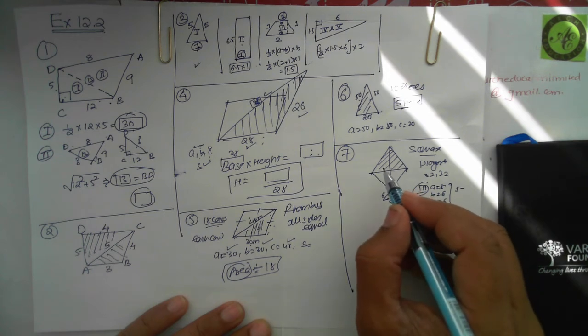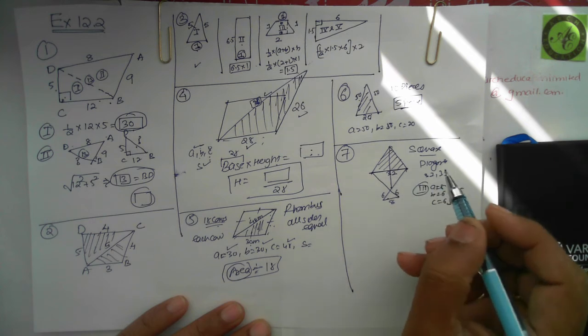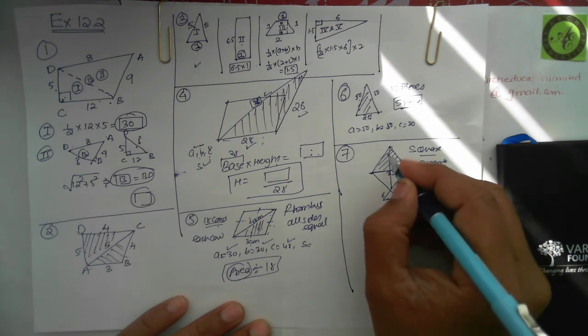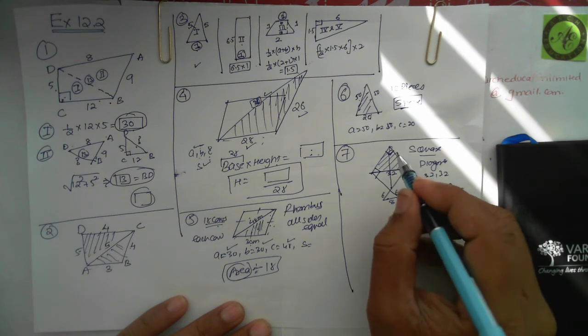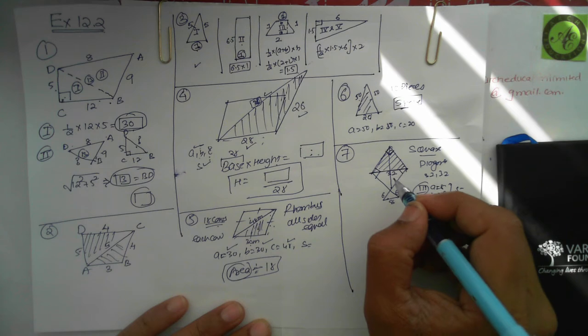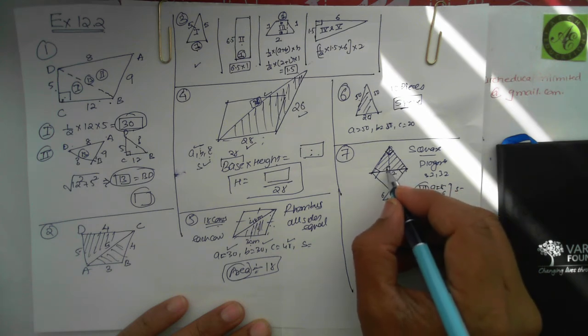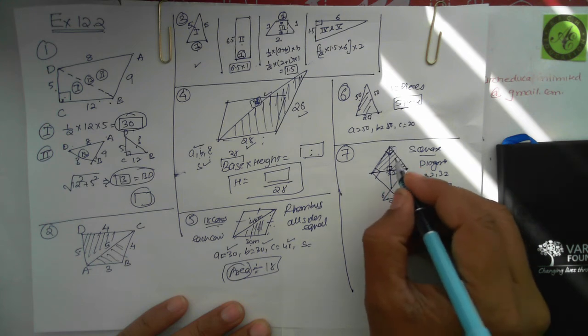Part 1, the diagonal I know is 32 and it's a square. Square means all the angles are 90 degrees. I haven't made the diagram very well. Okay, or I'll teach you another method, guys. Since in a square the diagonals bisect each other, this diagonal is also 32. That will be divided to make it 16.